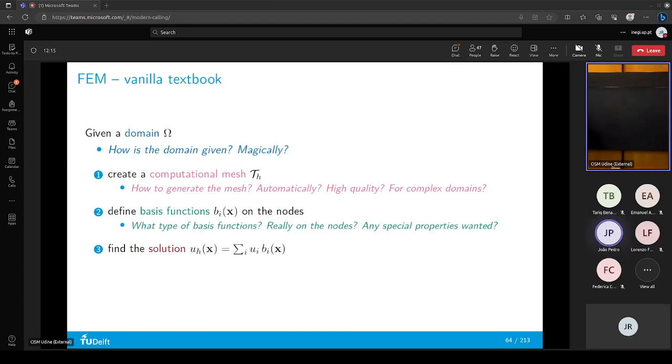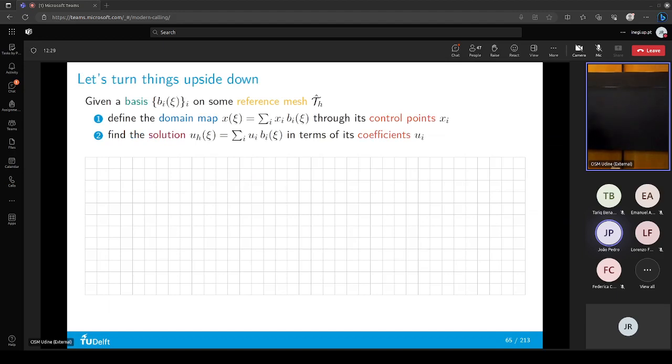Basis functions also. What type of basis functions, really on the nodes? What properties should we have, and then find the solution? We can ask, do we use Galerkin, collocation, least squares, all these things. And what I would like to do, so that could be a standard FEM lecture. What I would like to do is turn things upside down, so interpret FEM through the eyes of an IGA person.